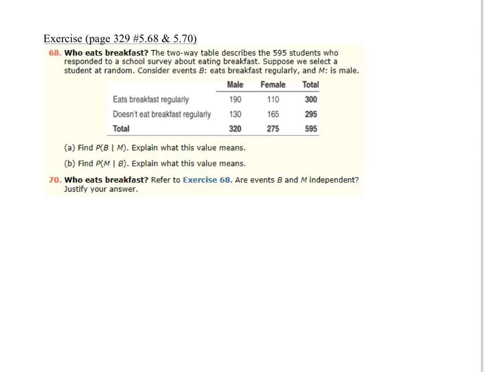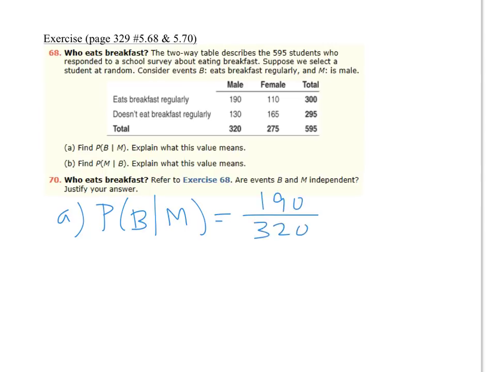Turn to page 27. Here's a two-way table of who eats breakfast, broken down by eating or not eating regularly and gender. If we find the probability asked for in 68A, the probability of being a breakfast eater given that a person is a male, we go into the two-way table of data and we grab a count for the numerator and denominator. So breakfast eater given male is going to be 190 out of 320.